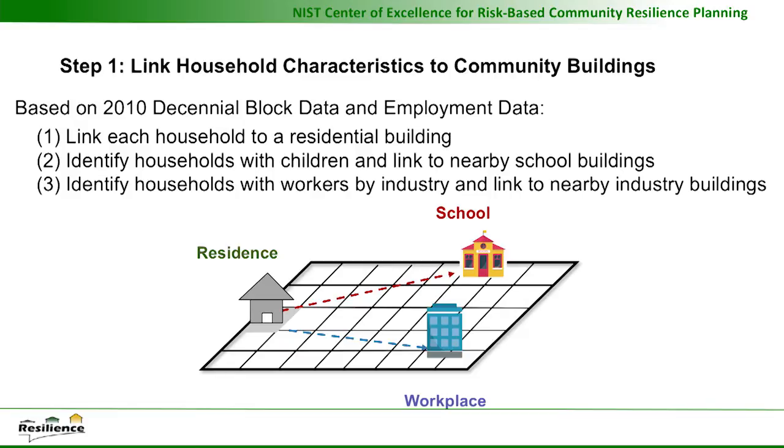To do this, we've actually been able to show that we can link household characteristics at a parcel level to residential buildings. And then we're able to identify which households have children in order to link them to a nearby school building, and also to identify which households have workers, employment, and by industry, and link that to nearby industry buildings.